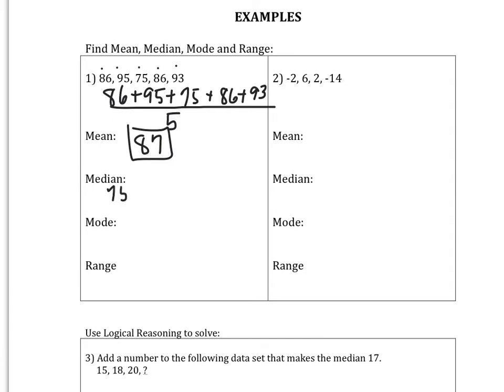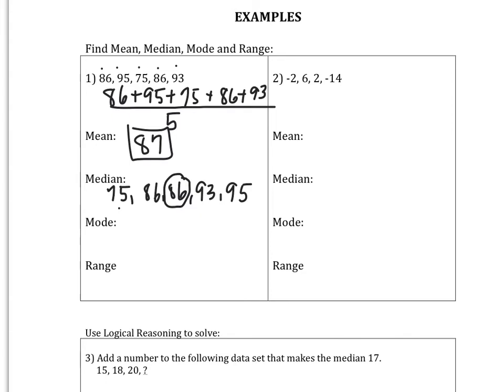So 75, 86, 86, 93, and 95. The one in the middle, there are 1, 2, 3, 4, 5, so the one in the middle is the third one, which is 86. The mode is the one that occurs the most.